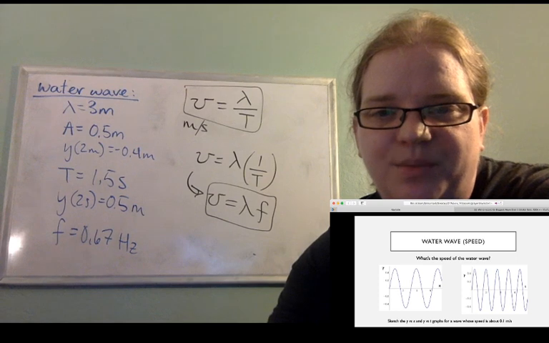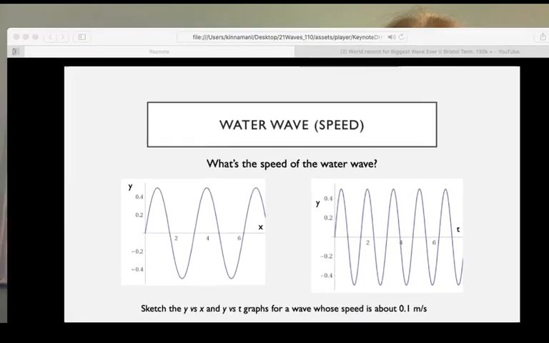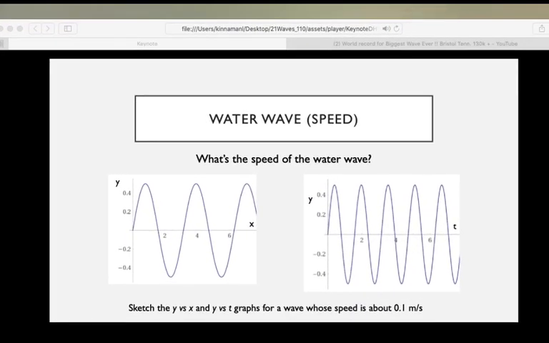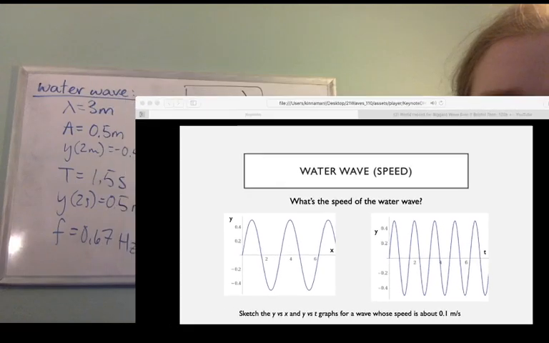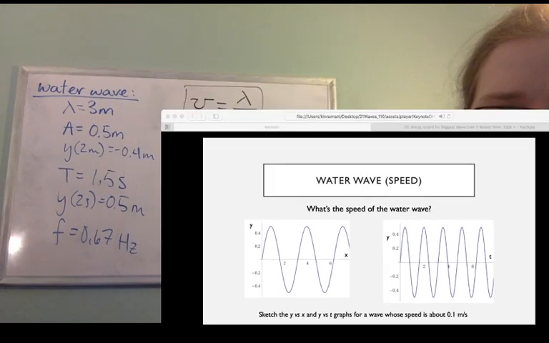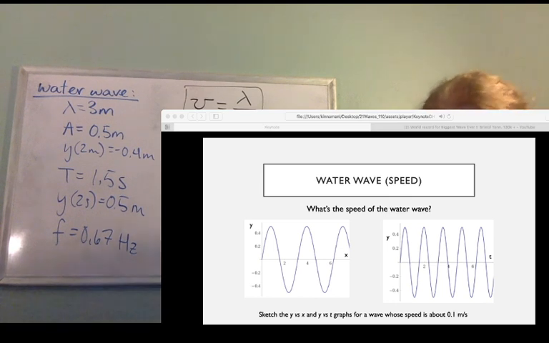Okay, the question is, what is the wave speed of our water wave? Don't worry about sketching the graph for the other one. We'll talk about it a little bit. But take a moment to think about what is the speed. I'll leave this not so big, so you can see these values.